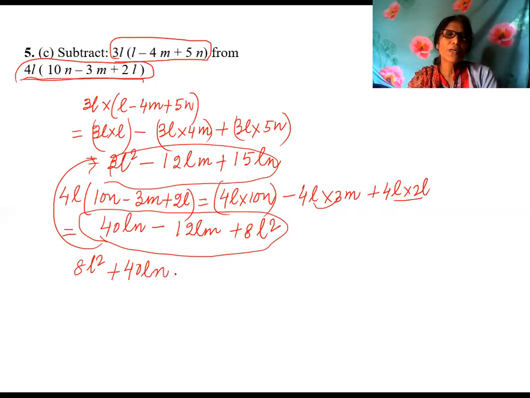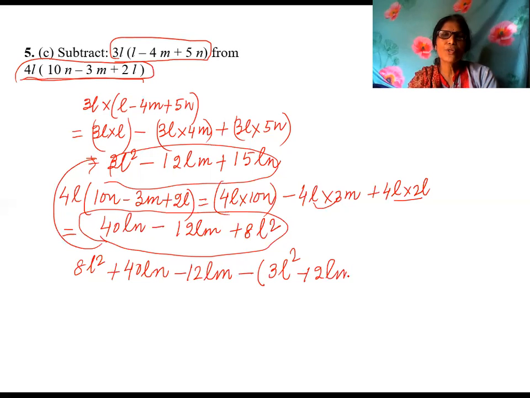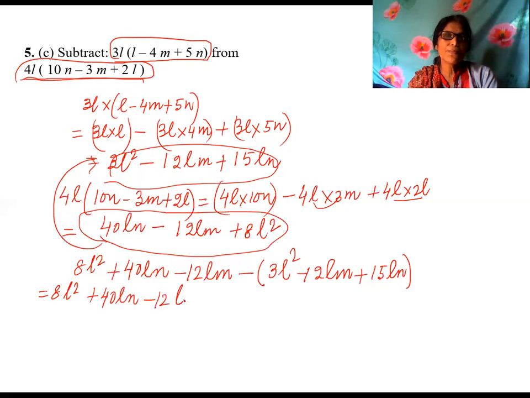40lm minus 12lm, subtraction. I'll put a bracket because I'm subtracting. All the signs of the terms which will be subtracted will be changed. That's why I'm putting a bracket. Then it will be 8l square plus 40ln minus 12lm minus 3l square. Minus 12lm will become positive 12lm, and 15ln will become negative 15ln.